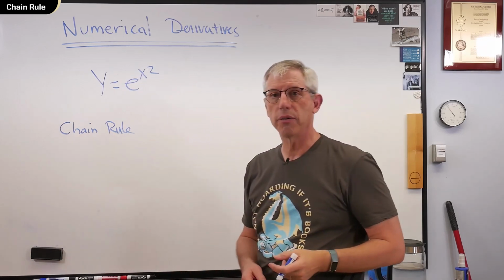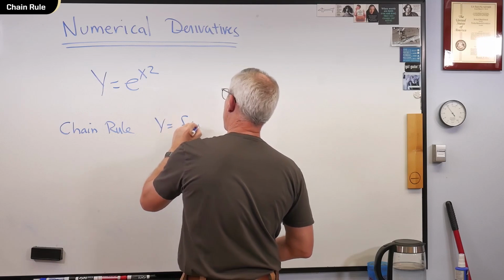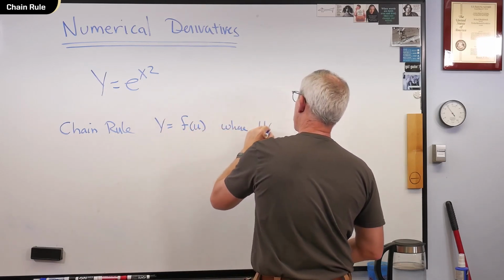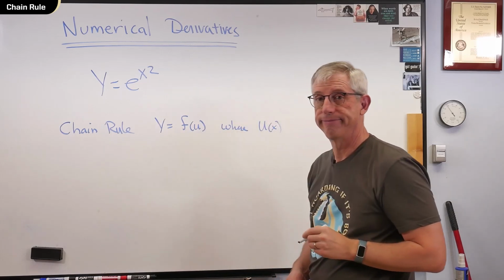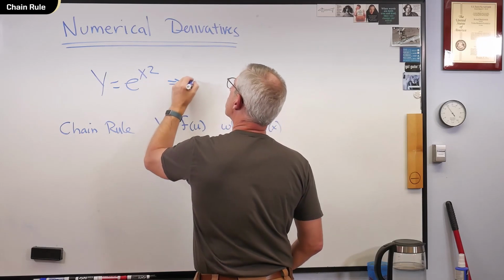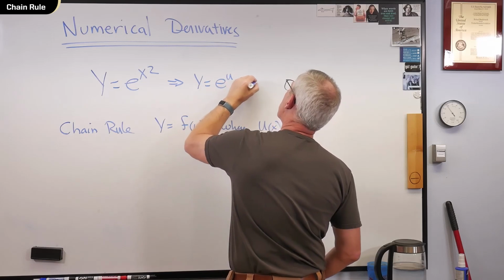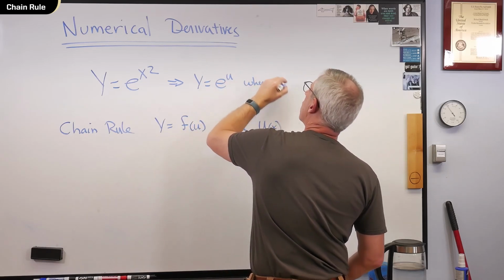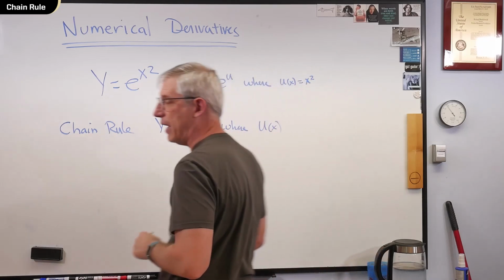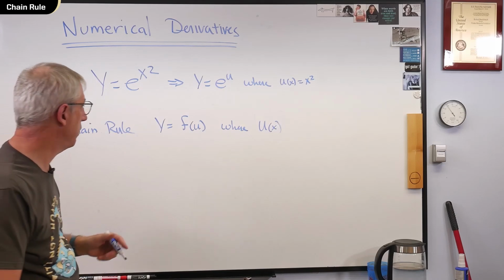What if I have a function that's f of u, where u is a function of x? Well, that's what this is. What if I could write this as y equals e to the u, where u of x equals x squared. That's okay. Well, the chain rule is very, very simple.